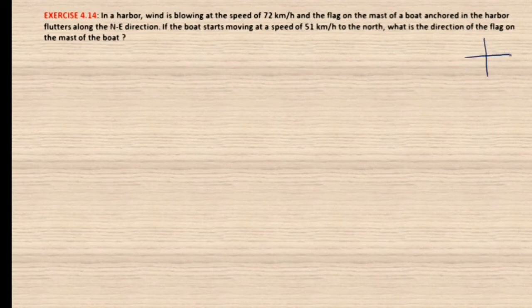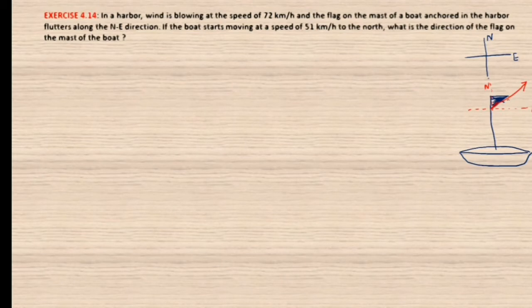What is the direction, first of all? This is the east and this is the north. On the boat there is a mast, and on the mast there is a flag. So this is a flag here. If I draw the northeast direction here, you can see this is the east and this is the north. Now the flag flutters in which direction? In the northeast direction. That means the flag is fluttering in the northeast direction.